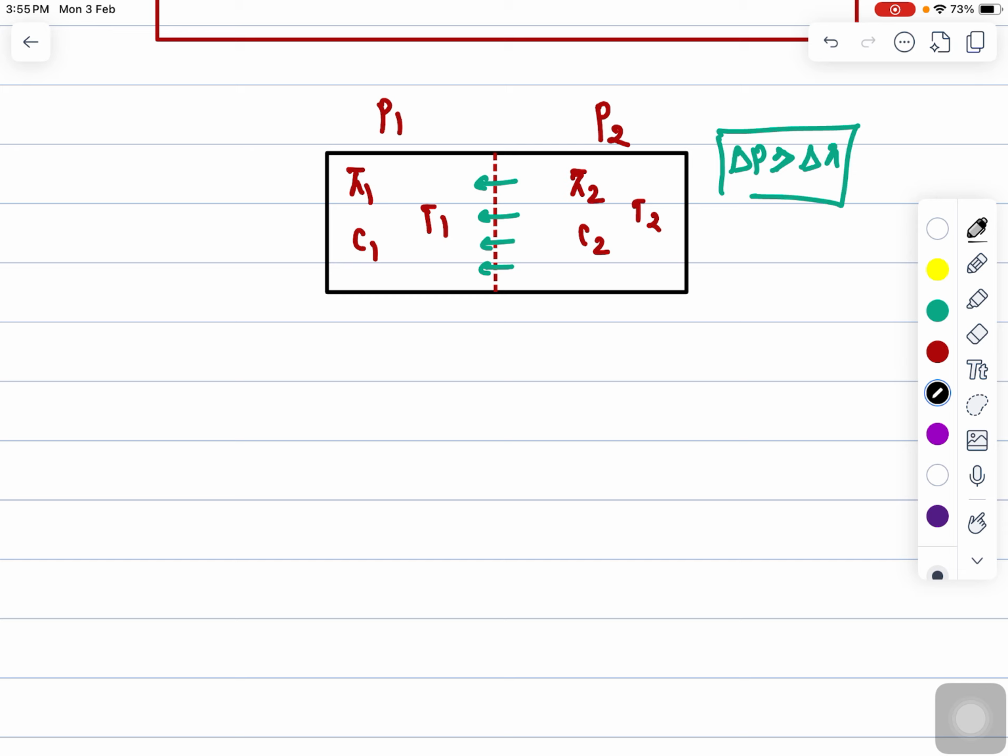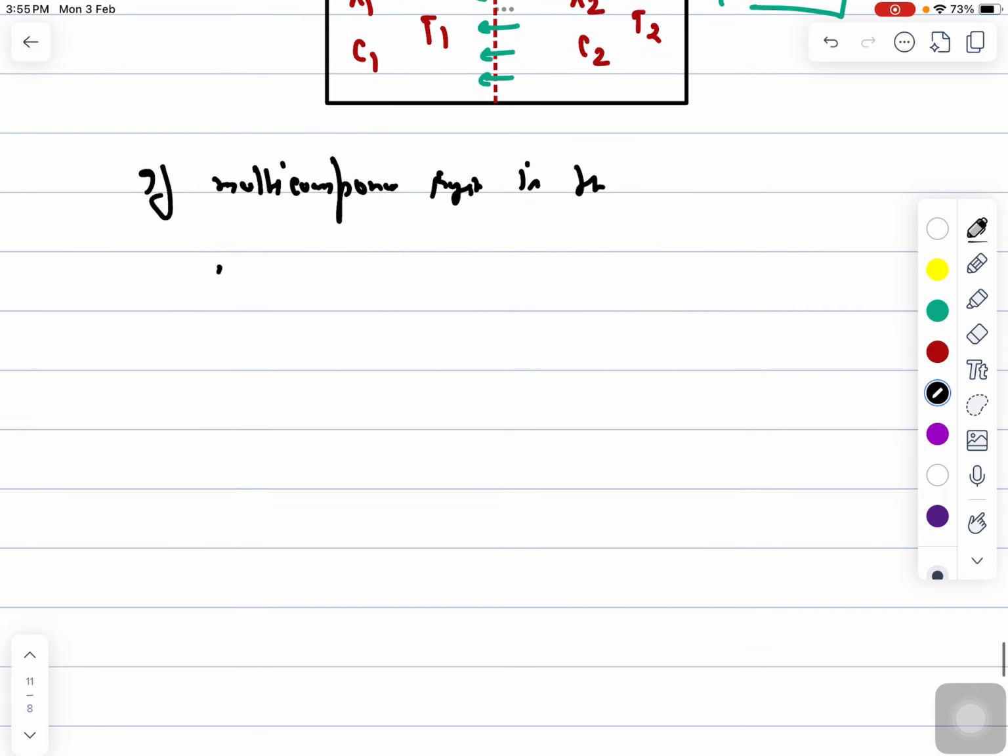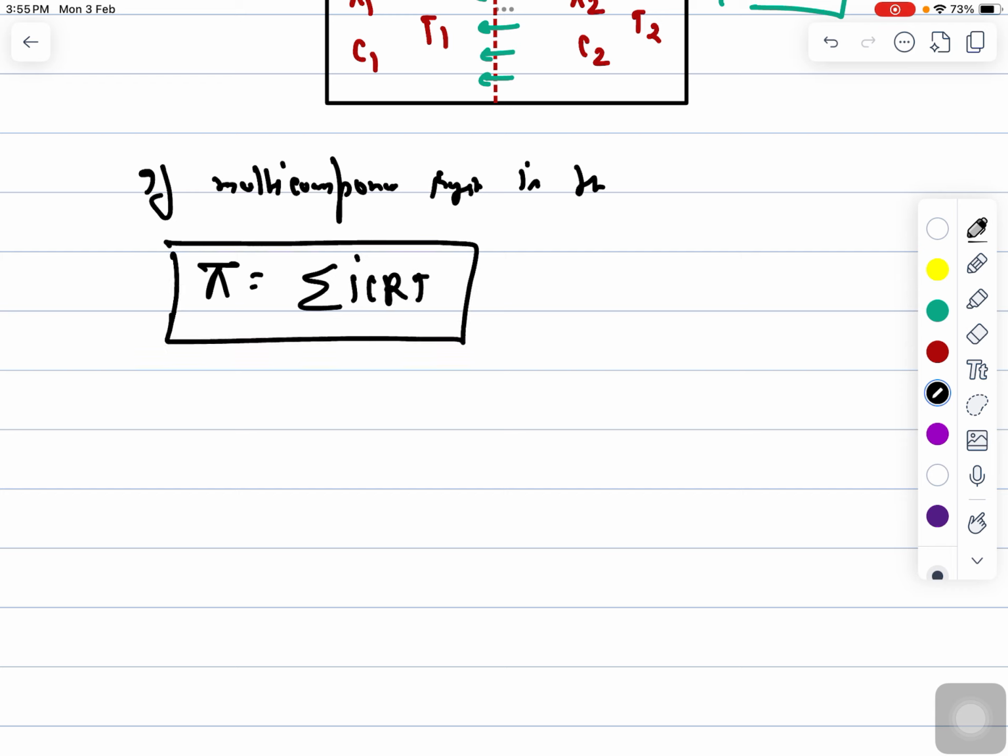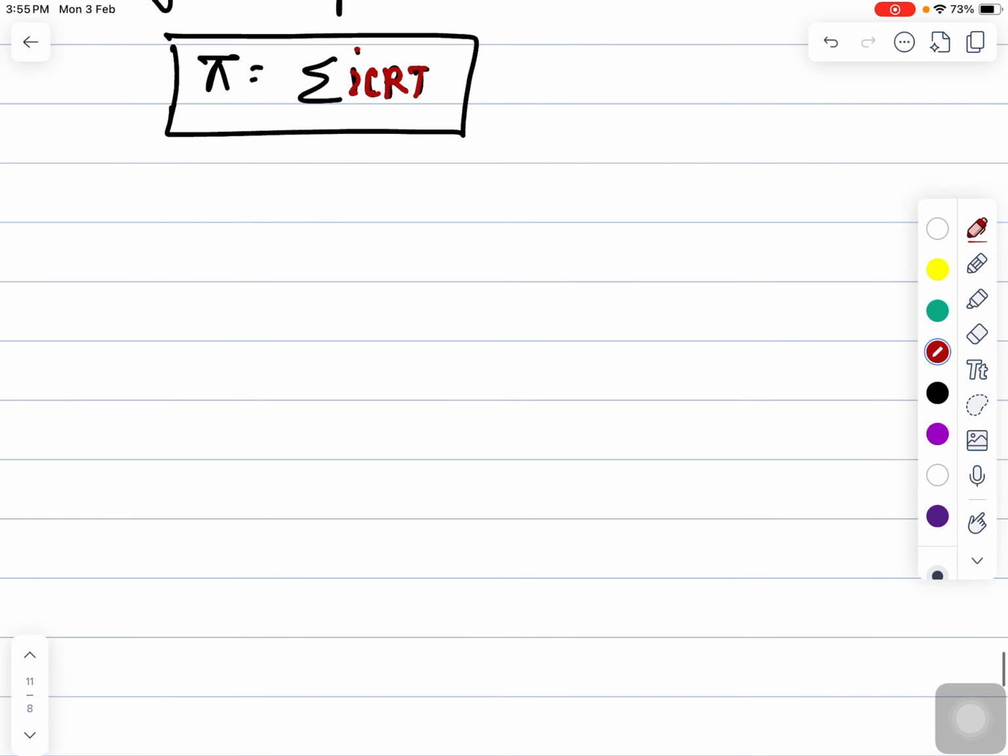One more important thing that will come here is, if a multi-component system is there, how can we calculate pi? Pi, that is osmotic pressure, equals the summation of i C R T. Lots of components can be there, and you know the concentration and the van't Hoff factor of all of these components, and you can use this. Now coming to the water flux, I'll be talking about the solvent.